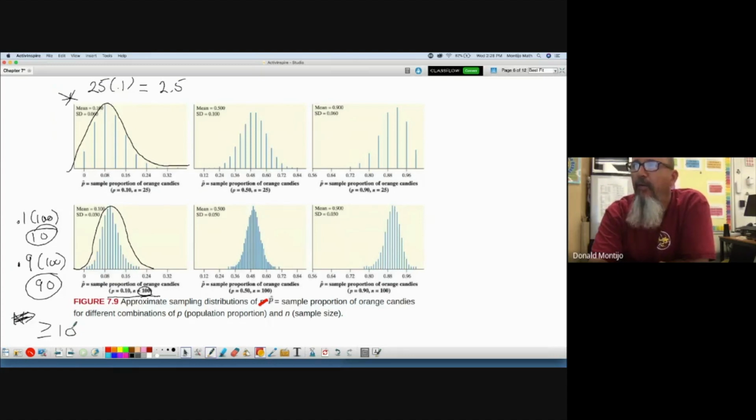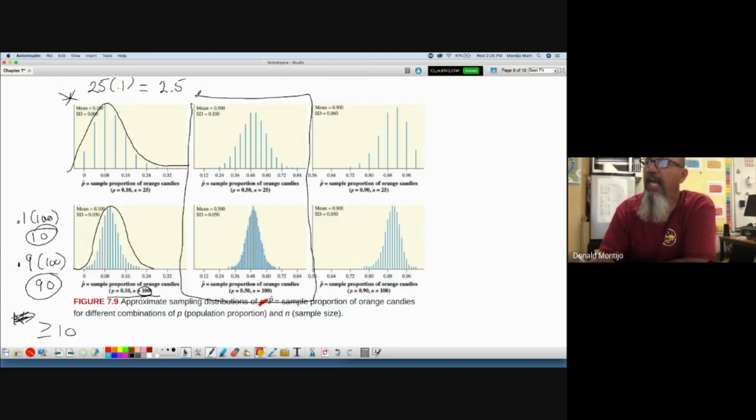Okay? Now, if we look at the next set of examples here, still we're looking at the proportion of orange candies. Now in the bag, half of the candies are orange. Okay? So we would expect the center of this distribution to be 0.5 because p equals 0.5. We said the sample size doesn't matter for the center. The center is always going to be the center. Okay? So yeah, 0.5 is the true population proportion. We know that half of all the candies in this population are orange. 0.5, right in here. Yeah, that's the center of the distribution.